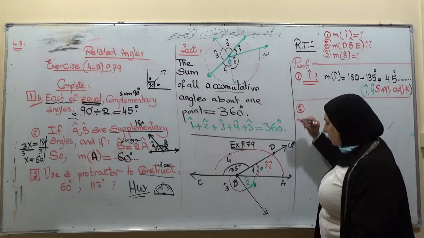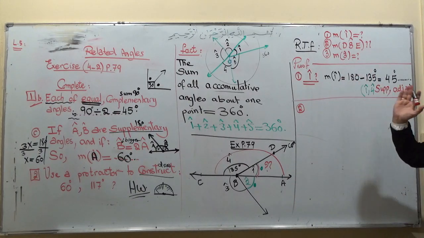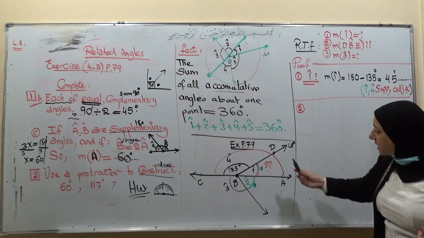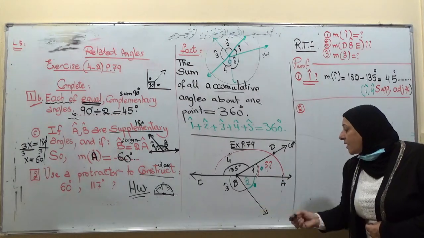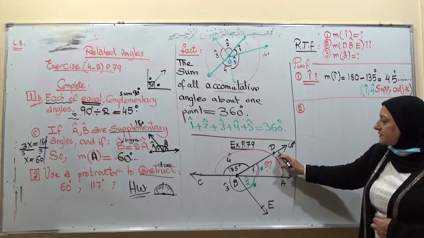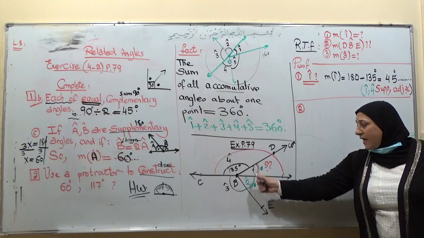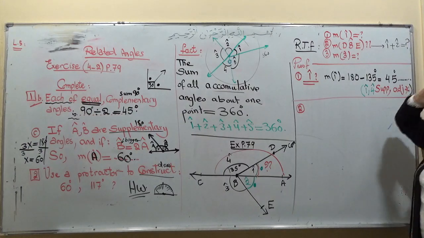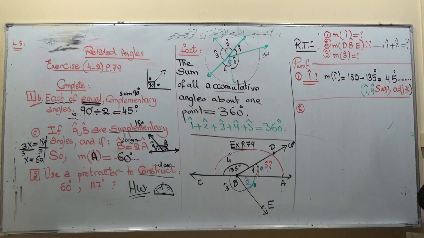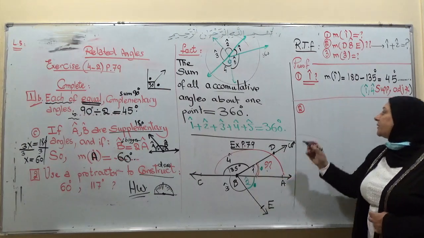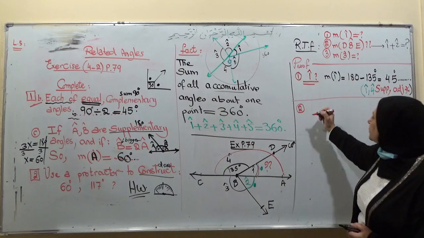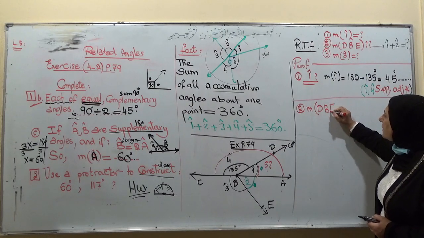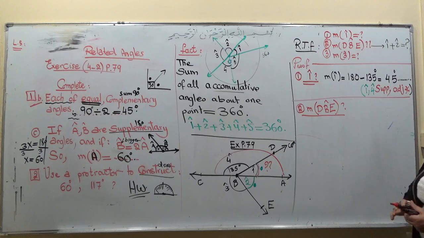Number 2, the second question. I want to find angle DBE. D, B, and this is E. Both angles together, so this is angle 1 plus angle 2. How much? He told you that they are equal, and you know this one. So number 2, I want from you to find the measure of angle DBE. This is the second objective. I write it here: angle DBE. This is the second requirement.